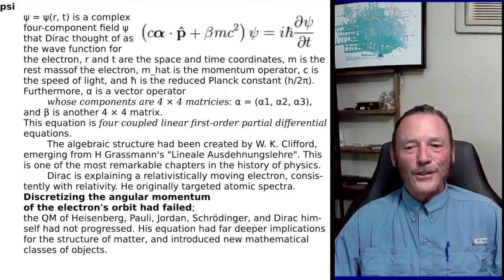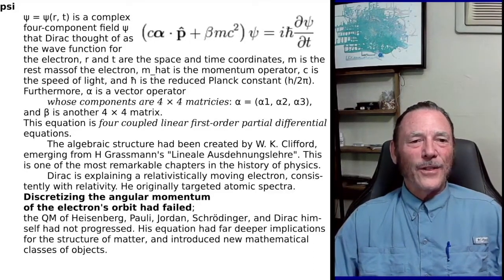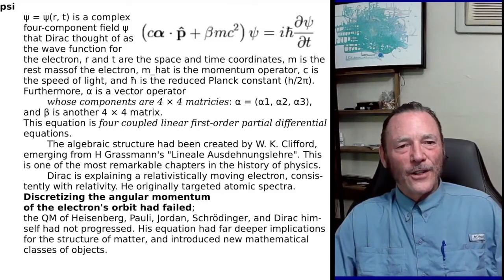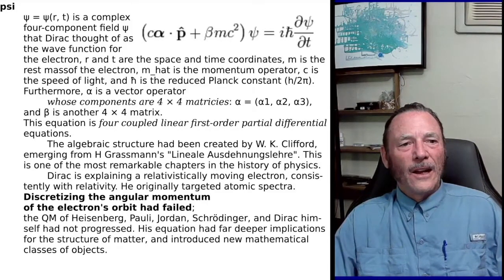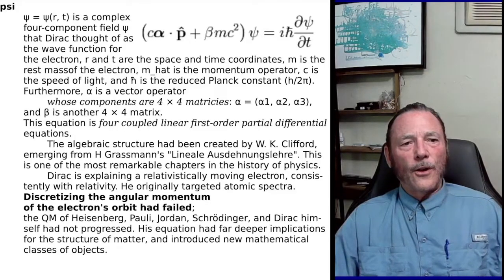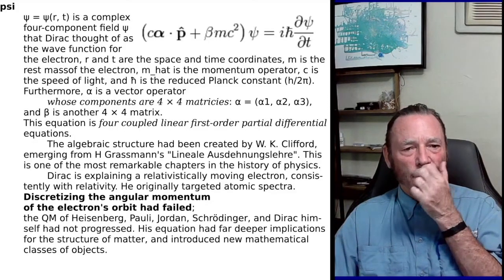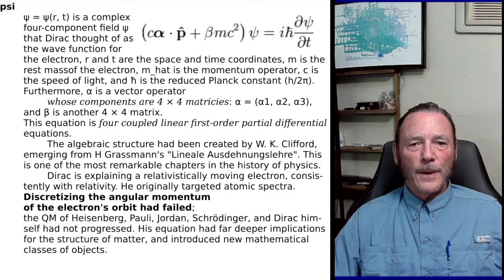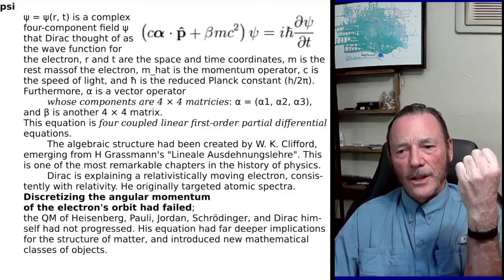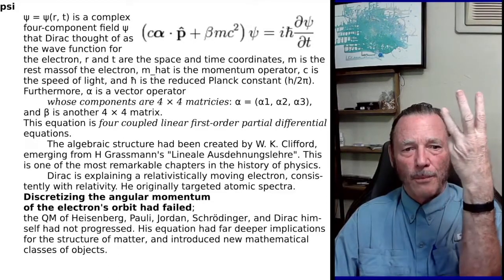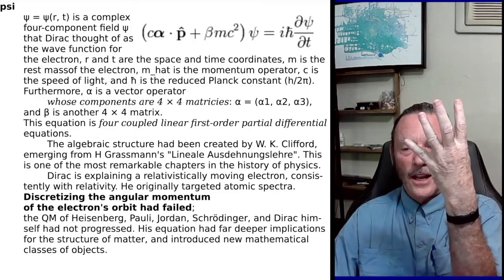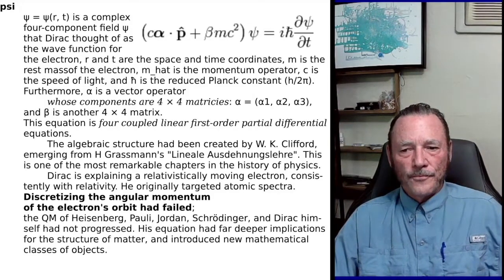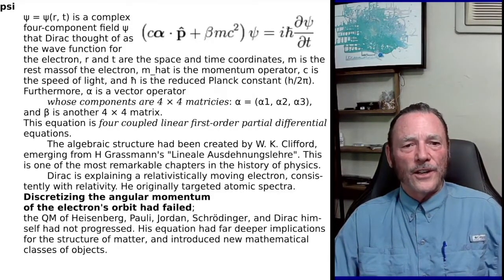Those are called braces, or parentheses in American English. I think that's international. So the psi function on space and time is a complex four-component field that Dirac thought of as the wave function for the electron. R and T are the space and time coordinates. The R has 3 spatial components, and the T is negative time, as you know. That's called the Einstein signature.